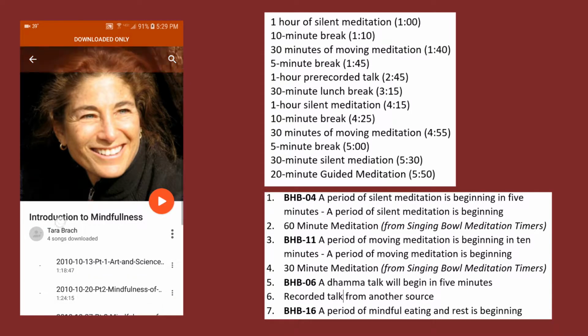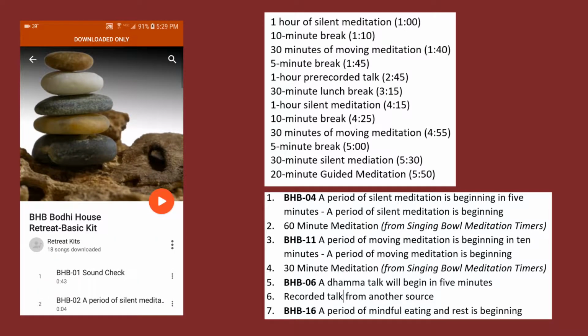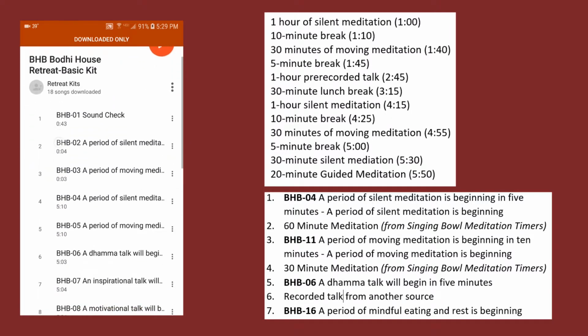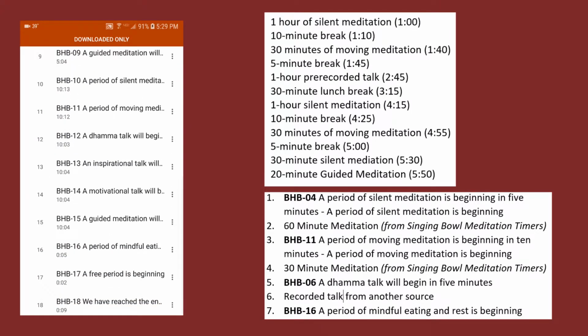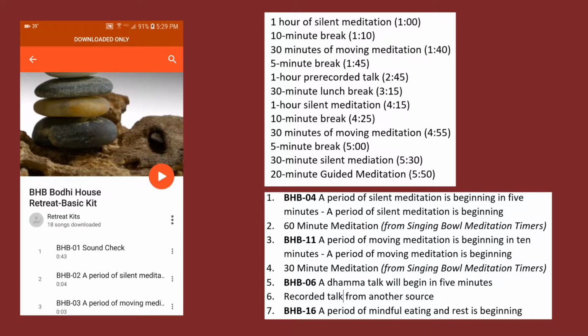We go back to BHB Basic, and we'll see the next track we need is BHB 16. So we scroll down until we find BHB 16, hit the 3 dots, add to playlist, 6 Hour. So at this point, we've actually created about the first half of this playlist. So let's validate it and make sure we've done everything right.